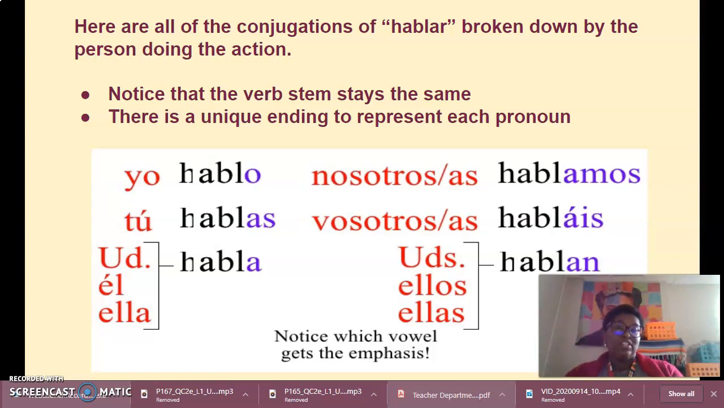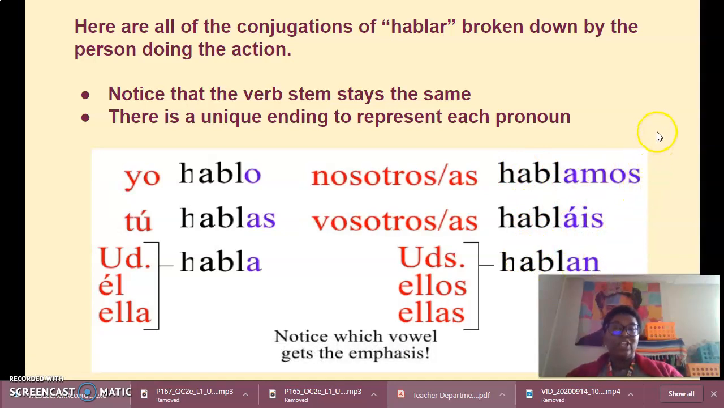Vosotros, which is only used in Spain but means you all, right? That second person plural has the ending habláis, and then ustedes, ellos, and ellas, third person plural, all share an ending for hablan, or just an, right? So you can see the endings in purple. O, as, a, amos, áis, an. And you'd pronounce these hablo, hablas, habla, hablamos, habláis, hablan.